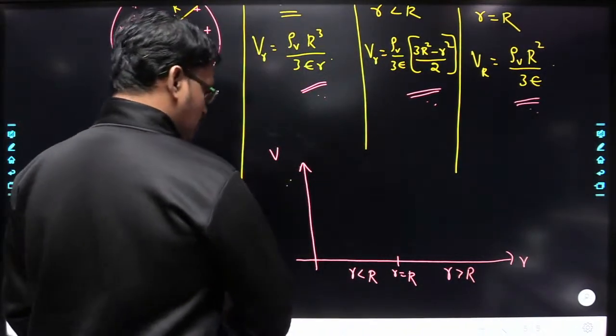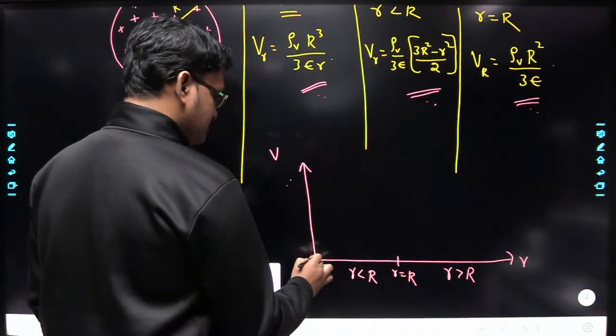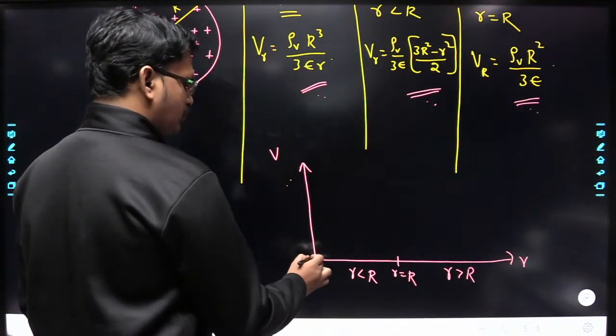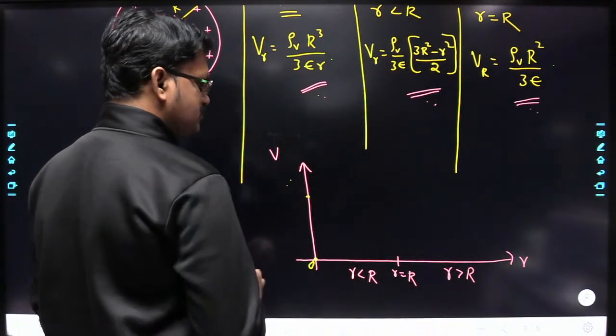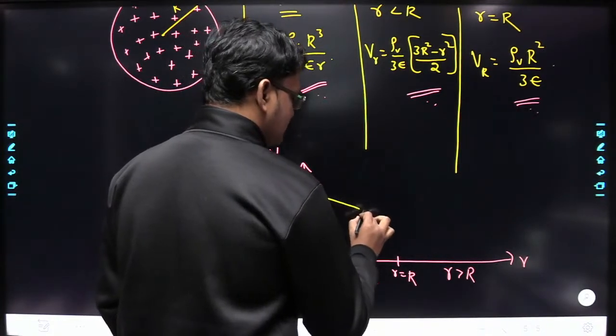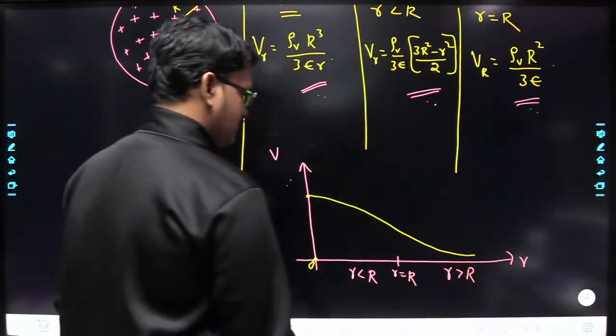Okay. So now here we have seen that the potential at the center, that is at R equal to 0, is maximum, yes or no? So the potential at the center will be maximum. Then it is going to decrease. It is going to decrease like this, right?